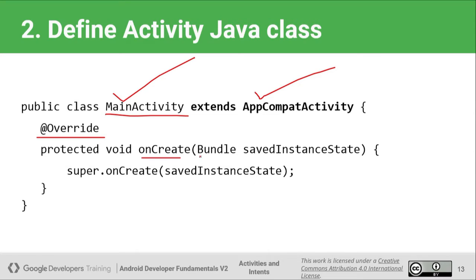So we are giving some Bundle information. Bundle is for different data key-value pairs, and then we call the super class method here, super.onCreate. This is a constructor-like call. We are calling the super class method by this.